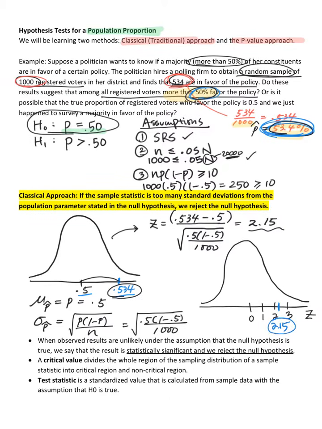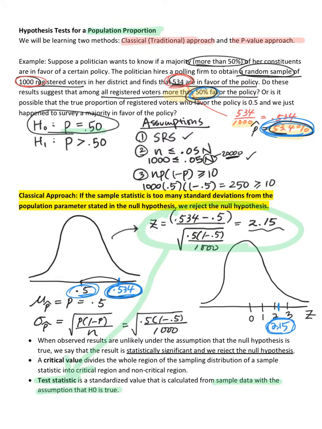And this number represents how many standard deviations 0.534 is from 0.5. So 0.534 is 2.15 standard deviations from 0.5. And this value, 2.15, is called the test statistic. It's a standardized value that is calculated from sample data with the assumption that H0 is true.